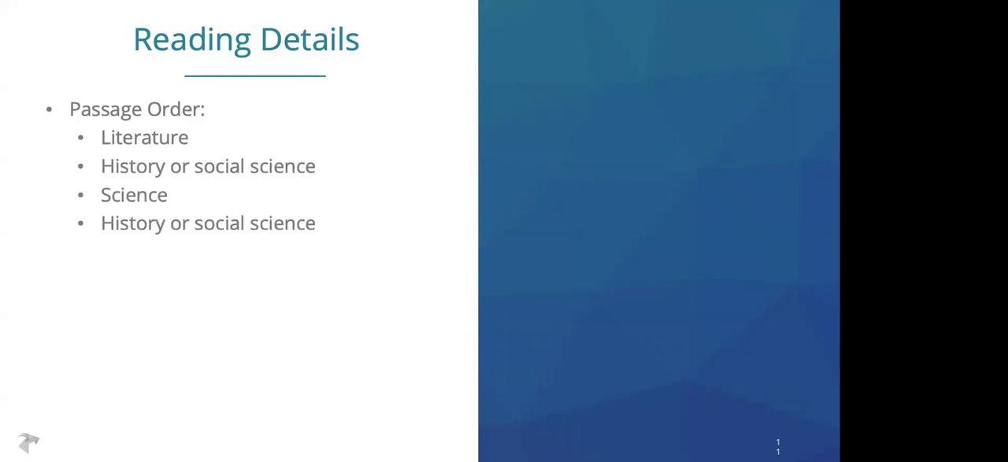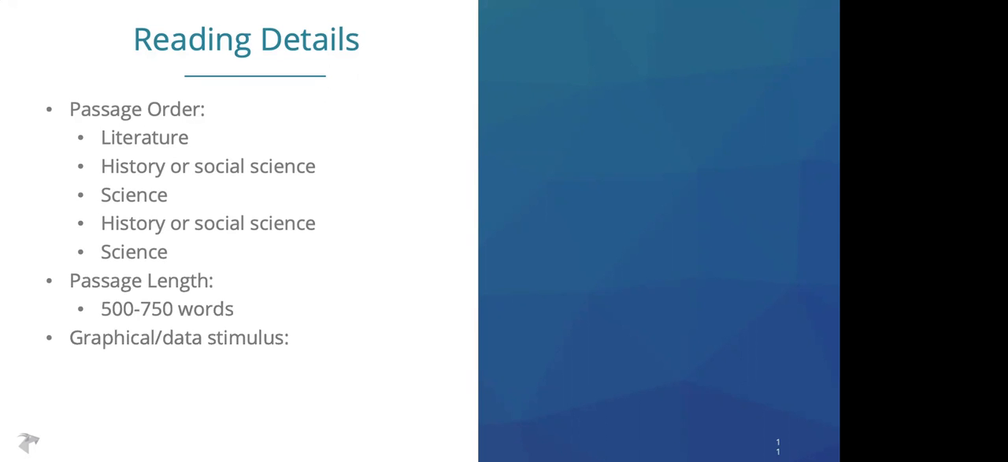The reading passages are in the same order on each test. First, you have the literature, then history or social science, and then another history or social science, then science. Each passage is typically 500 to 700 words long.